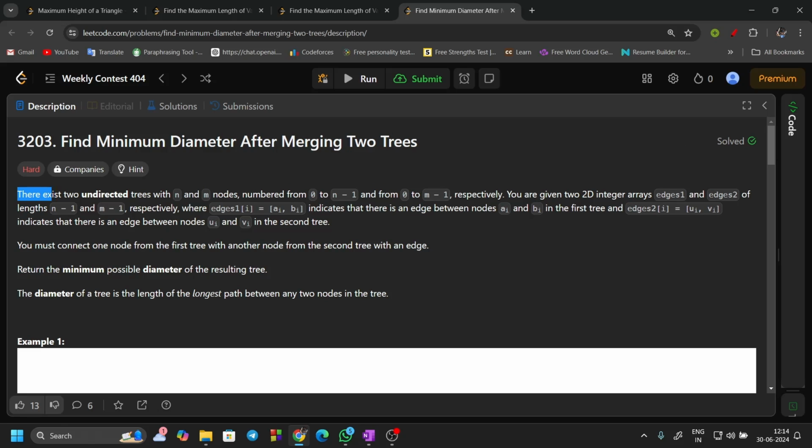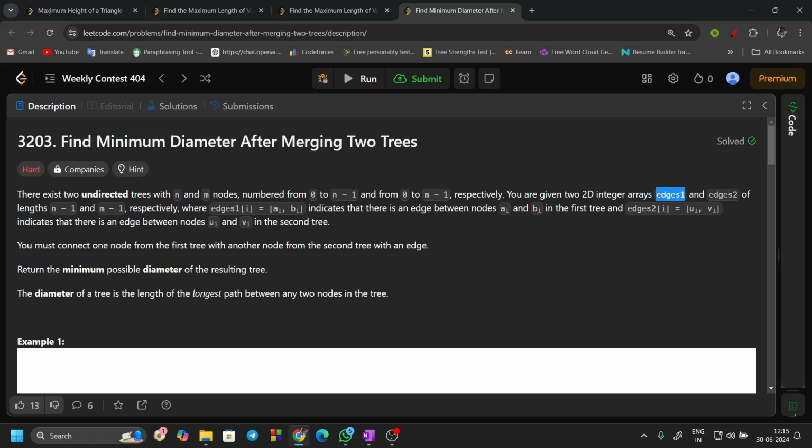So what you are given here, there exist two undirected trees with n nodes and m nodes. So the first tree contains n nodes, the second tree contains m nodes, and you would know the property of a tree that if a tree has n nodes, it would have n minus one edges. And here it's given that they are zero-based indexed, numbered from 0 to n minus 1, and then you are given the edges. So a tree having n nodes would have n minus 1 edges, a tree having m nodes would have m minus 1 edges. So you are basically given a 2D integer array of edges.